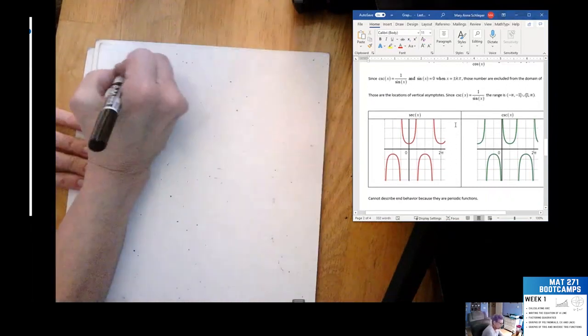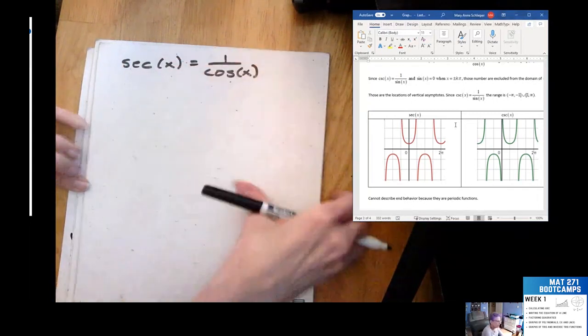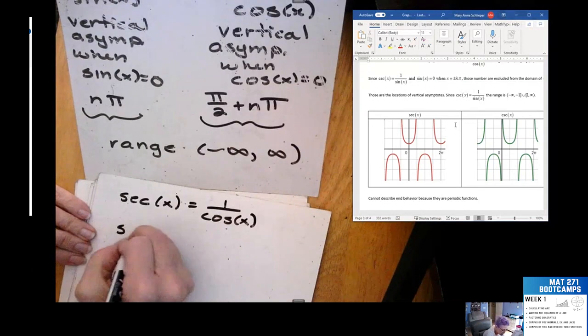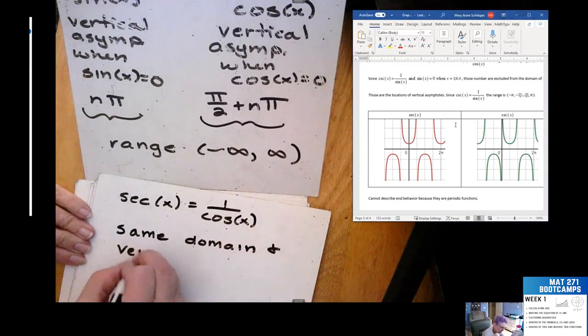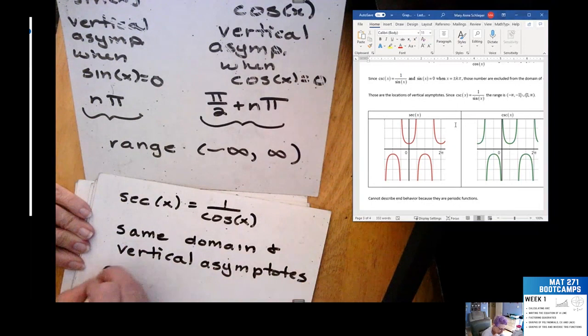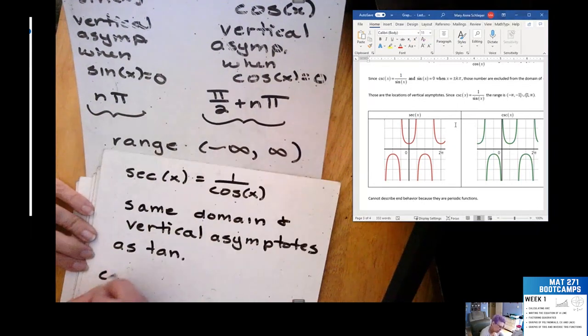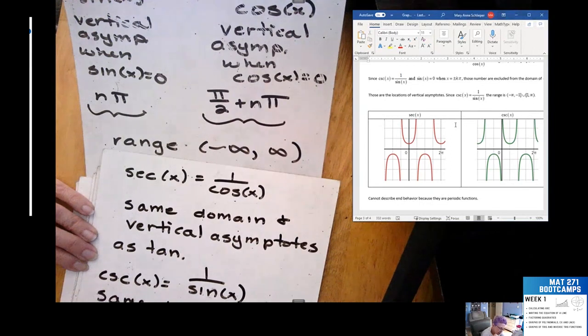Secant and cosecant. Well, secant is 1 over cosine. It has the same domain and the same vertical asymptotes as tangent. Cosecant is 1 over sine. It has the same domain and same vertical asymptotes as cotangent.